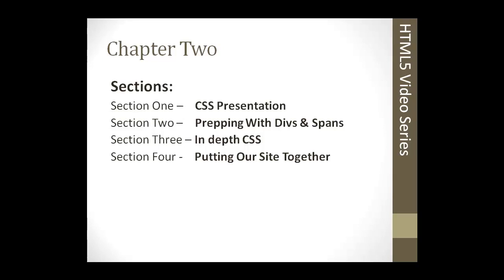And then in section 4 we will be putting our site together. We'll be putting the Blue Developer Directory website together. We'll build the home page, we'll style the home page, and we will also add a menu structure, and then we'll add the tables and the forms that we created in Chapter 1 to the website. So it's going to be really cool to have everything just put together.